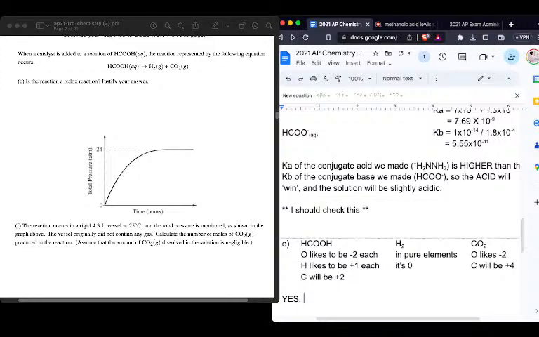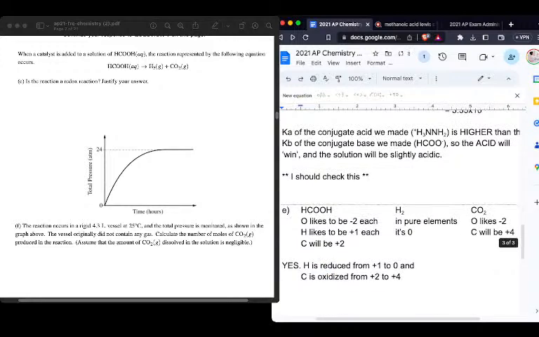But justify your answer. H is, you probably don't even have to say reduced, but it is. H is reduced from +1 to 0. And C is oxidized from +2 to +4. Nice. Because there is both an oxidation and a reduction, it is a redox reaction. Get it? Redox, reduction, oxidation. I'm sure you pieced that together.